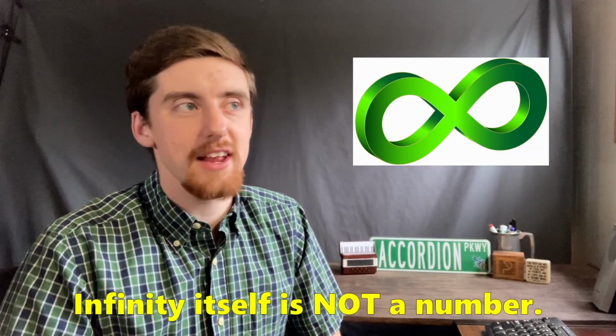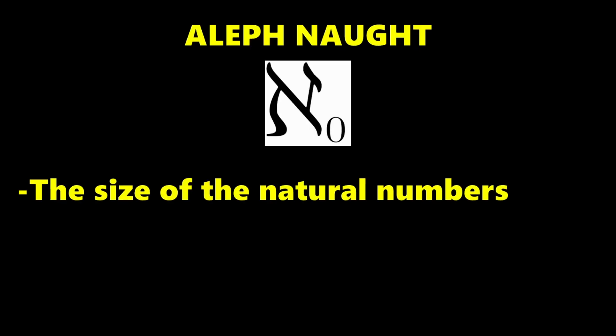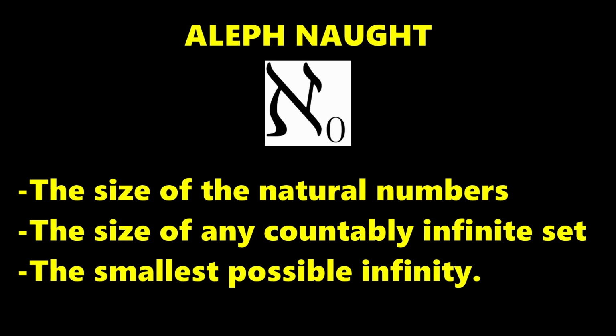Now, I technically shouldn't say the number of whole numbers because that's infinite, and infinity itself is not a number. So instead, what we use in the math world is this symbol called aleph naught to represent the size of the natural numbers, which is also the size of any countably infinite set. And as we just said, that is the smallest possible infinity, aleph naught.